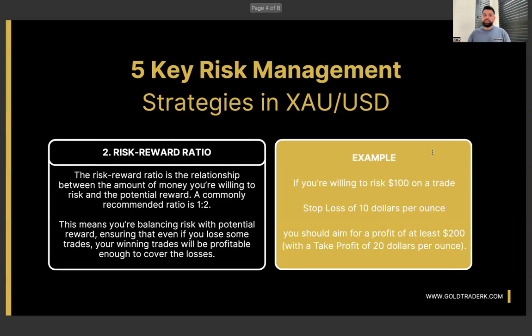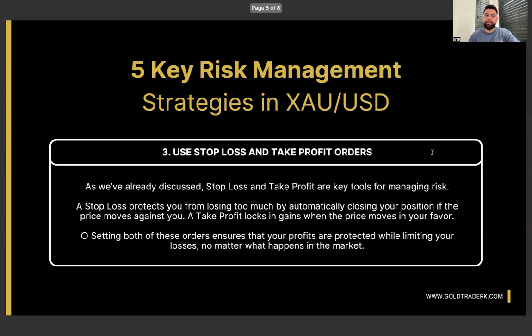The next one, risk to reward ratio. The risk to reward ratio is the relationship between the amount of money you're willing to risk and the potential reward. A common recommended ratio is 1:2. This means you're balancing risk with a potential reward, ensuring that if you lose some trades, your winning trades will be more profitable to cover your losses. Example, if you're willing to risk $100 on a trade with a stop loss of, let's say, $10 per ounce, you should aim to profit at least $200 once it goes in your favor.